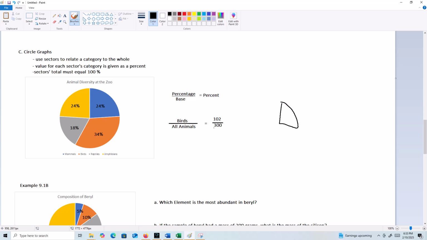Now, if you are told that there are 300 animals in the zoo, and there are 102 birds, 102 of the 300 animals are birds, and you are asked to get the percent. What is that percent, so that you can represent it in a pie chart? You have to take the number of birds and divide it by all the animals. Remember this formula from earlier. Percent equals percentage divided by base.